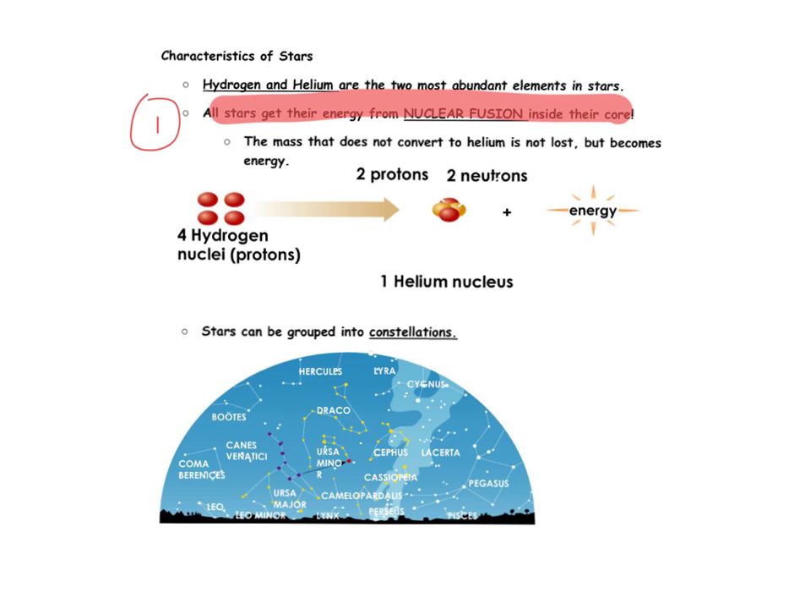And stars can be grouped into constellations, which is what we're more familiar with when we look up in the night sky. Maybe not individual stars as much as the constellations. Some of the ones that we're very familiar with are Ursa Minor and Ursa Major. Remember Little Bear, Big Bear. And we should also make sure that we can use the Big Dipper to help us find Polaris, which is that red star in the night sky.